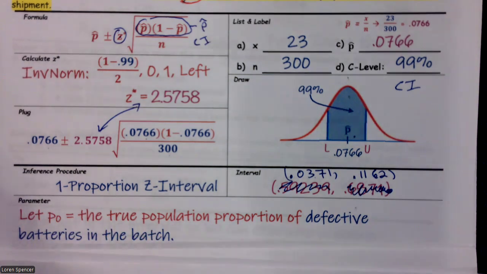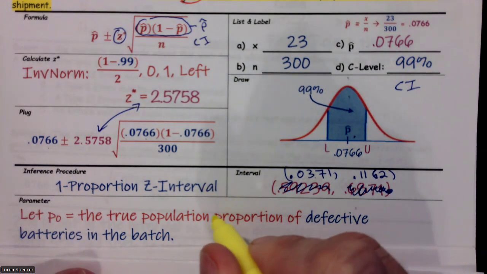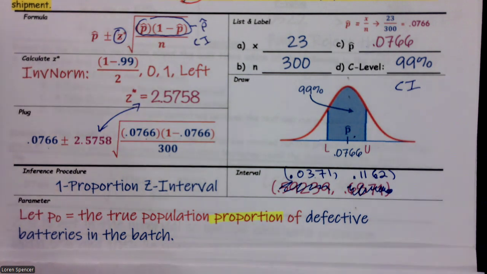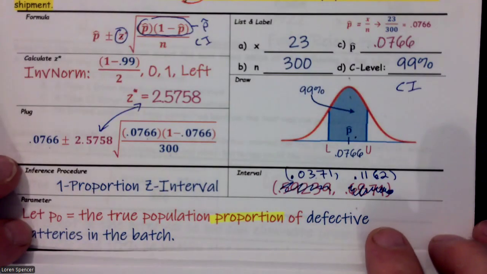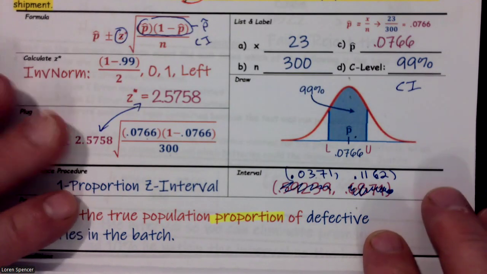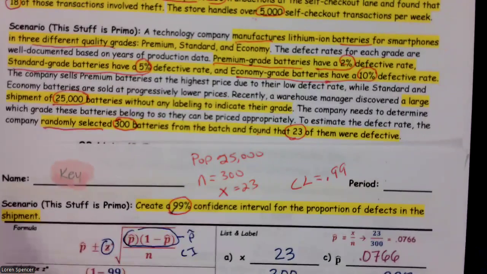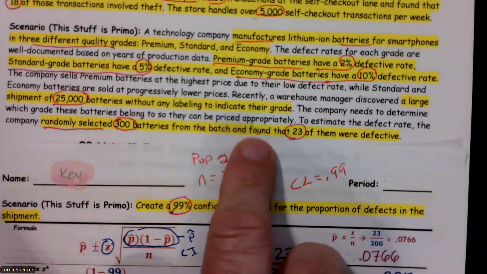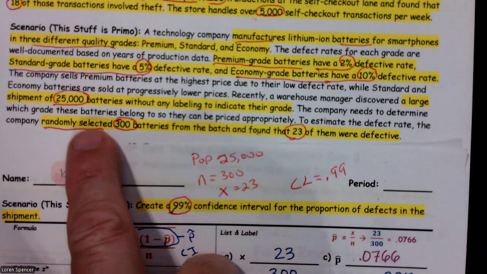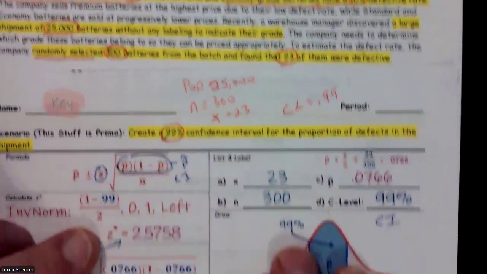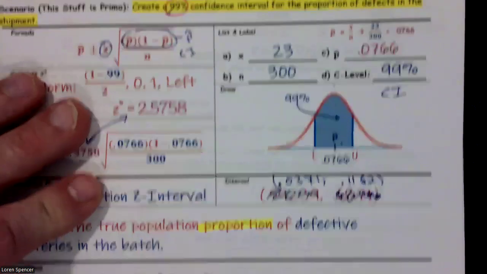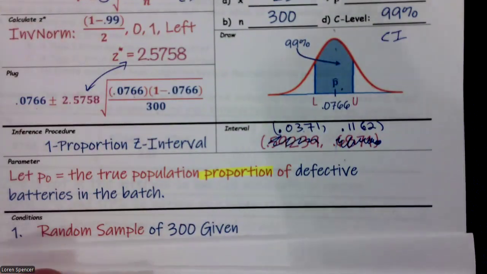As I said in a previous video, please note we're working with proportions. We don't want to see the word mean there. So population proportion of defective batteries in the batch. The next thing we need to do is check our conditions. Well, they told us right at the very beginning, they said they took a random sample of 300 from a population of 25,000. So random, a sample of 300, and that was given to us.